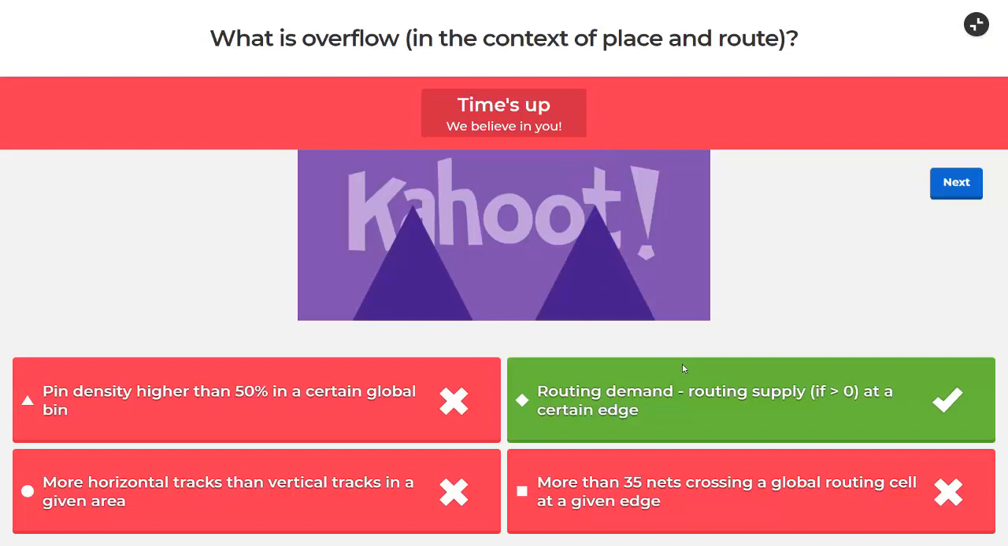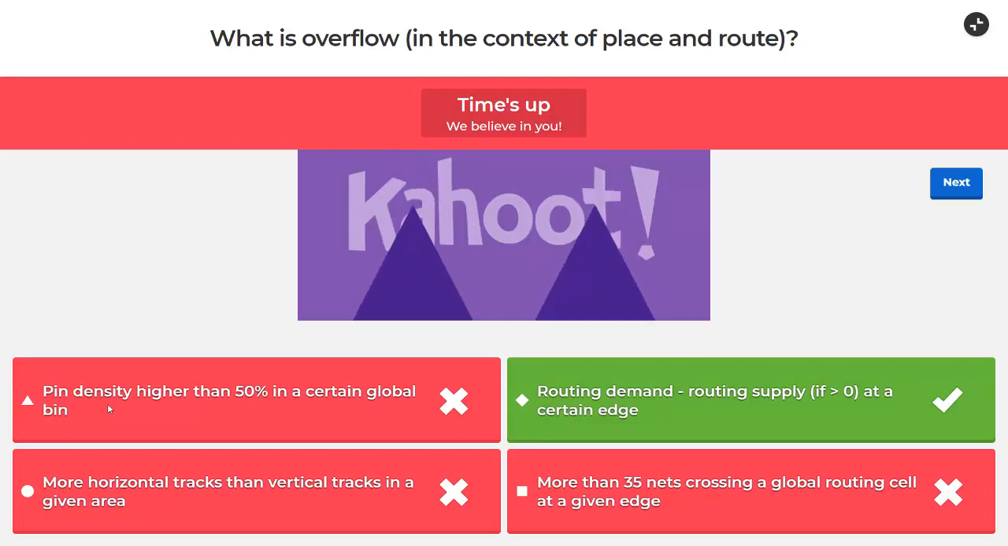So going back to our Kahoot: pin density higher than 50% in a certain global bin. Well, I mentioned in one of the lectures, I'm sure, that pin density is something that can cause overflow. If we have something like a 4-input multiplexer, we're going to have 4 inputs, 2 selector inputs, and an output. That's 7 pins on a standard cell area. Versus if we take a really big inverter that's going to be really wide, but it just has an in and an out, there are very few pins. We have to connect very few nets to that cell.